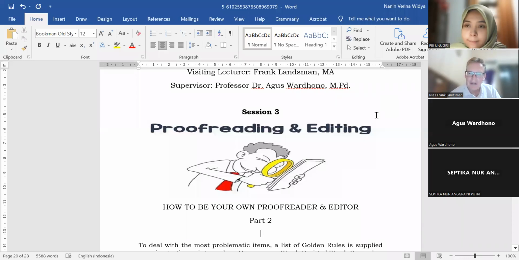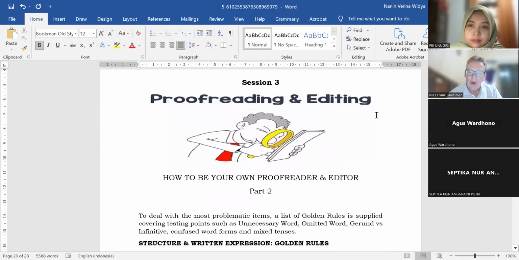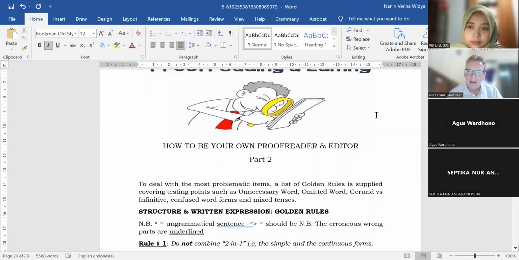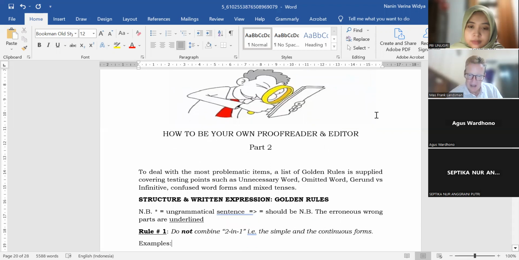And the main points we're going to continue from session 2. So this is session 3, where we look at ways of becoming your own proofreader and editor. So you don't have to pay anybody, but you have to do it yourself. Last time we didn't have time. I think we spent 1.5 hours. There was no time for the last bit, so I copied it again here.